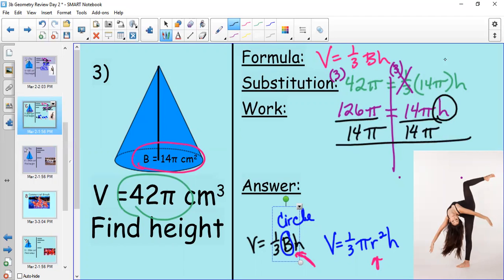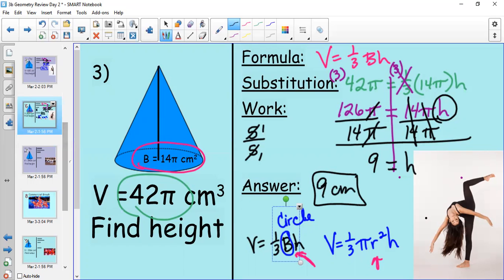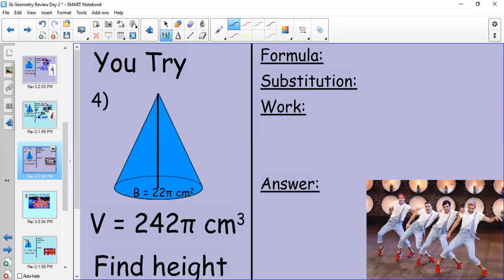The reason why I said don't do anything with the pi is because, first off, on the right side, they both cancel out. On the left side, I have a pi on top and a pi on bottom. It's kind of like if I have the fraction 5/5. I can divide them both by 5 and get 1/1. So they cancel out, and I'm just left with 126 divided by 14, which is 9. So our answer here would be 9 centimeters. All right, go ahead and pause here and try this one on your own.